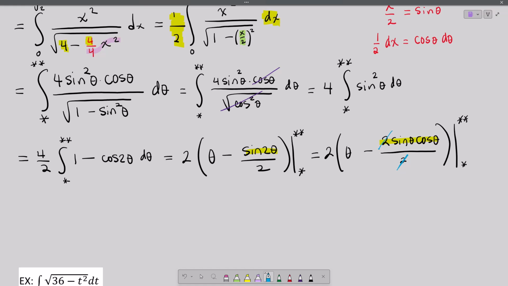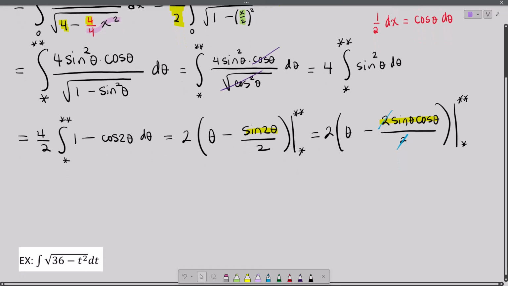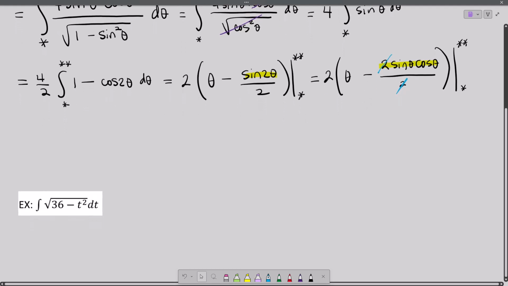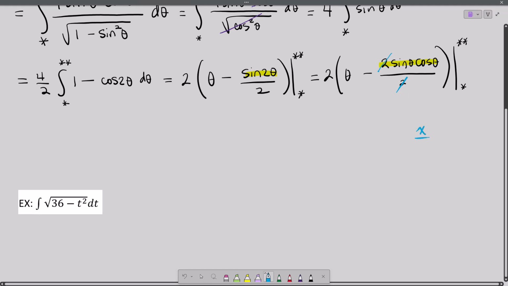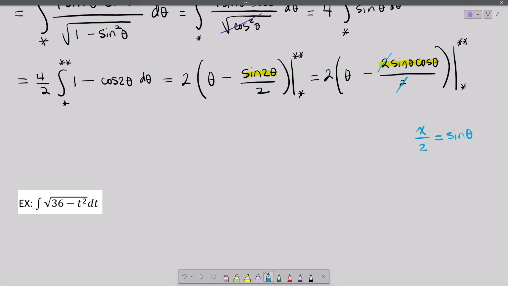Now we have to go back to x. And this is how we go back to x. We look at our substitution. X over 2 is sine of theta. So this is our substitution right there. Well, the first thing you can do is solve that for theta. Theta is all by itself right there. And to isolate theta here, you would take the inverse sine of both sides. So that's what theta is equal to. You move the function to the other side by inverting it.